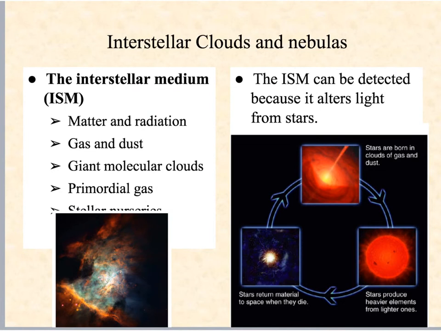So while the ISM contains all of the matter and radiation located between stars within a galaxy, a molecular cloud represents portions of the ISM that have the density and the size to actually produce molecules. Most notably, that would be molecular hydrogen, which is a primordial gas.